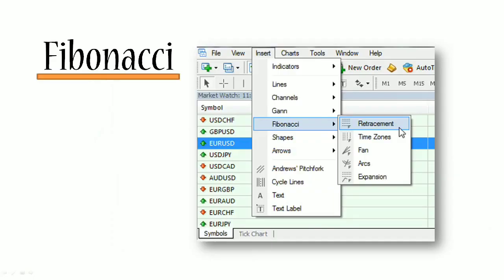By the way, if you're using MetaTrader 4, there's a very handy way to measure these retracements. If you go to Insert Fibonacci Retracement, you'll get a very handy tool which allows you to effortlessly measure Fibonacci retracements.